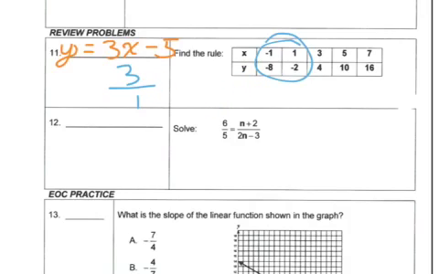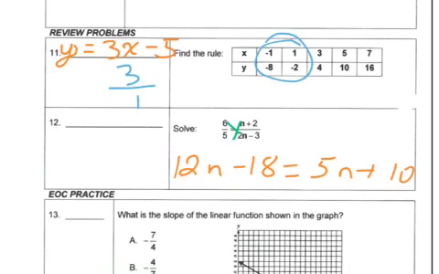And then if you did the distributive property correctly and cross-multiplied these guys, then you should have gotten 12n minus 18 equal 5n plus 10. And once you worked all that out, you should have gotten n equal 4. And it looks like I ended up working almost all of these. And lastly, hopefully you have picked the correct slope.